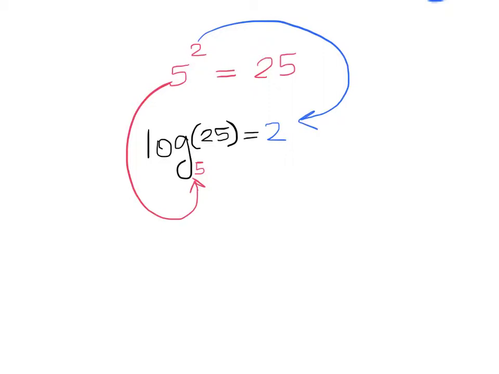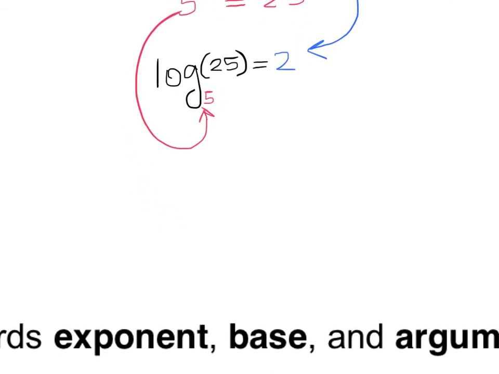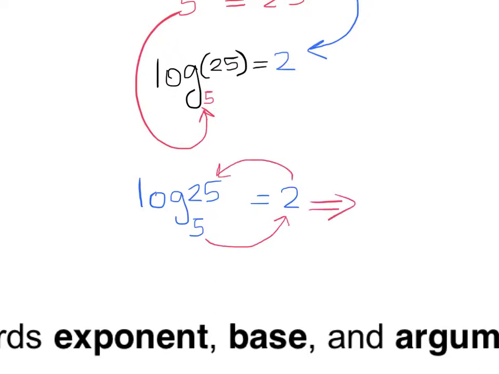So let's see if I want to shift between log and exponent. How is this possible? If I say log base 5 of 25 equals 2, do you see that? 5 to the power 2 equals 25. I think this will help you see it better. 5 to the power 2 is equal to 25.